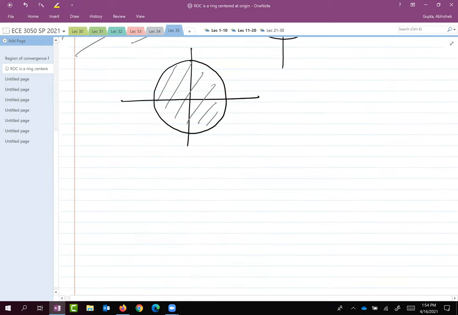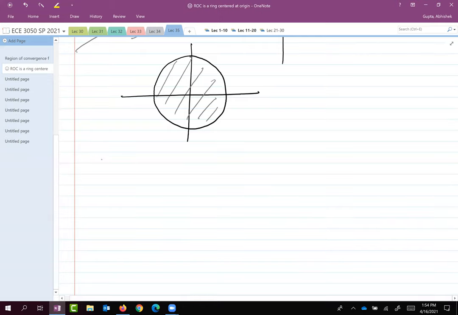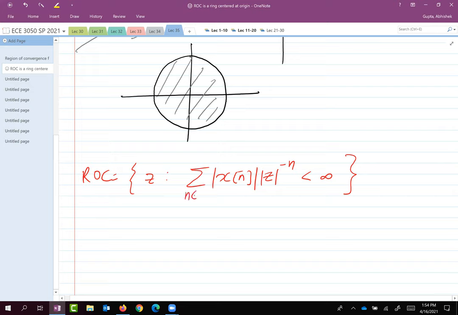The reason for this property is as follows. Remember that the way we defined ROC, the set of all z such that summation of x[n] absolute value of z raised to minus n is less than infinity, n goes from minus infinity to plus infinity. So this is how we defined ROC, and therefore these are always circles, concentric circles. And you take the union of those concentric circles and it becomes a ring.